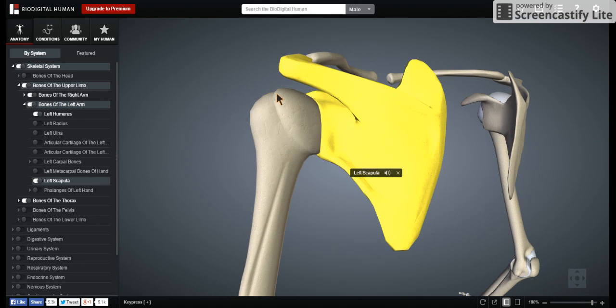The last thing about the scapula is that the border I'm marking right here is the medial border of the scapula. This is always medial, so this is always going to be closer to the midline. This process right here is always going to be superior, and this angle right here is going to be inferior.